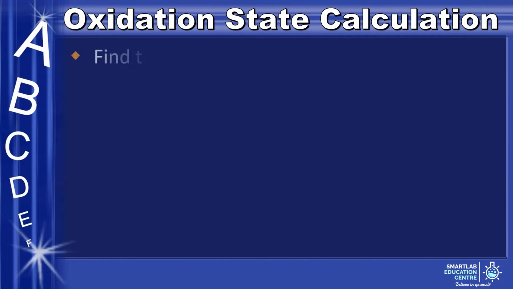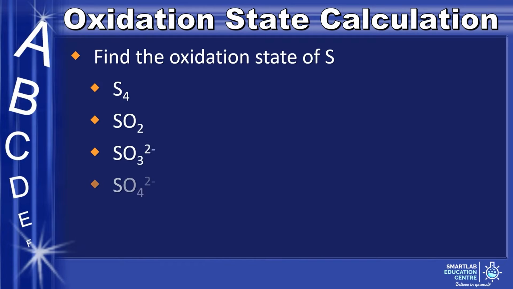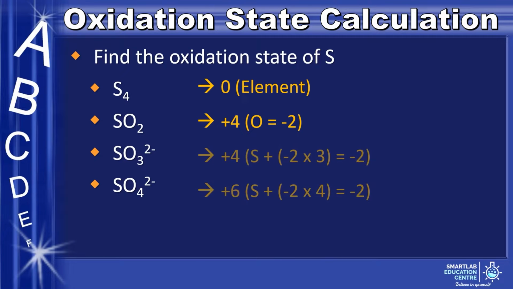In this final example, identify the oxidation state of sulfur in each of the compounds and ions. For S4, since it involves only sulfur atoms, S will have an oxidation state of 0. In SO2, since each oxygen atom has a charge of -2, S will have an oxidation state of +4. For sulfide and sulfate respectively, as seen in the calculations, it will be solved that their oxidation state will be +4 and +6 respectively.